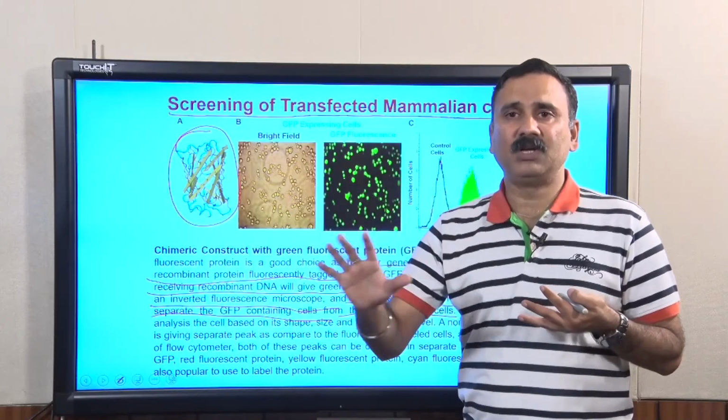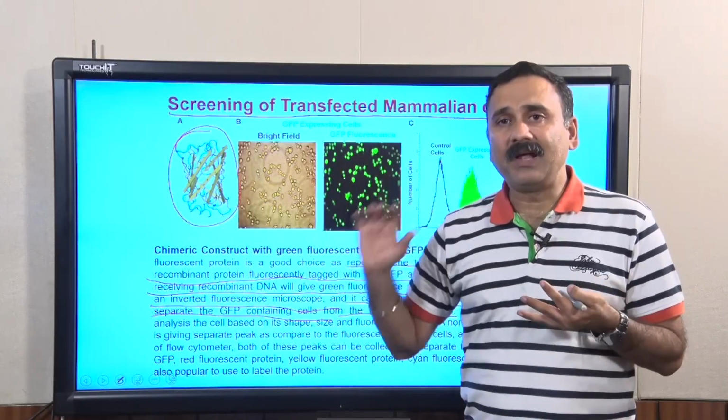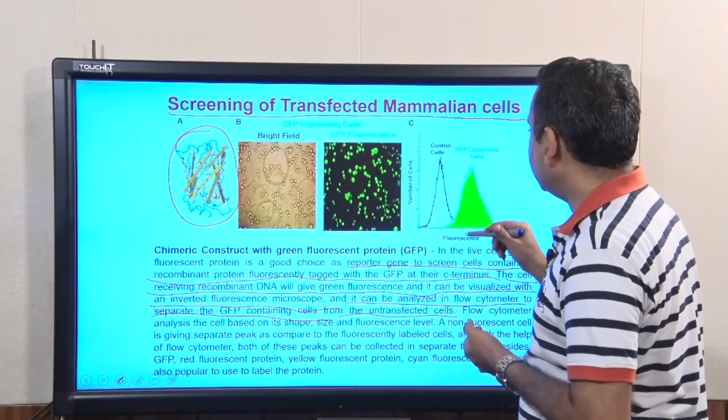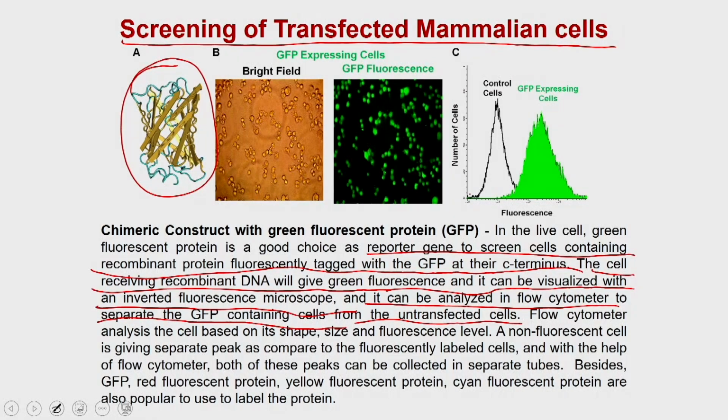If the cells are showing the green fluorescence, you can ask the instrument to collect these cells. A typical fluorescence curve will look something like this, where the black colored line is the control cells or the non-transfected cells, whereas the green colored cells are considered to be the GFP expressing cells. So, you can ask the instrument to collect these cells into separate wells, and that is how you can select the transfected cells from the non-transfected cells.